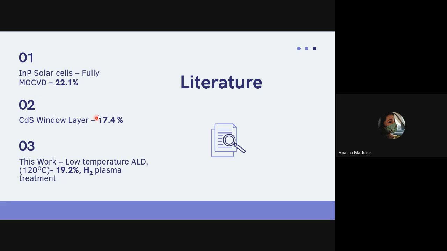In the same way, this paper is discussing what they have done differently from these solar cells. They made this titanium dioxide layer using low temperature atomic layer deposition. ALD is atomic layer deposition, and that is at 120 degrees Celsius only, just above water boiling temperature. They also used a hydrogen plasma treatment. So they got 19.2 percent efficiency, which is competing with the MOCVD based fabricated solar cells.